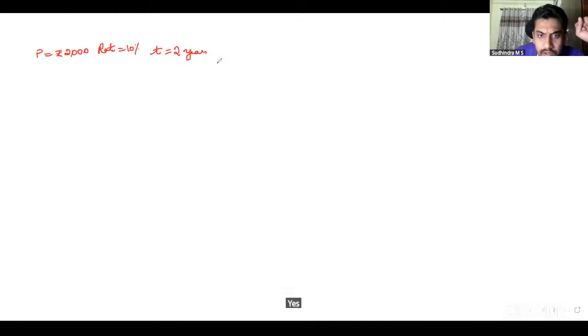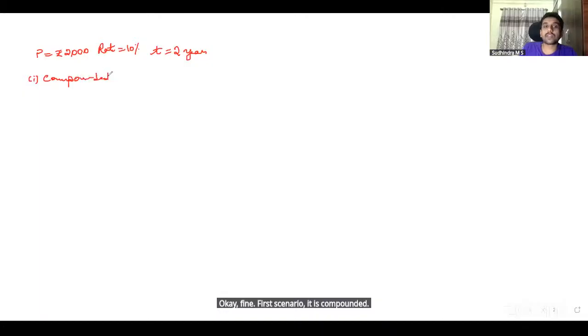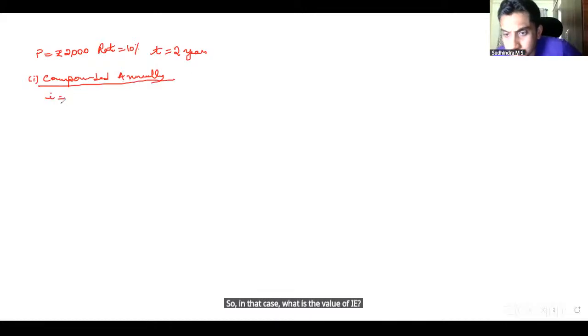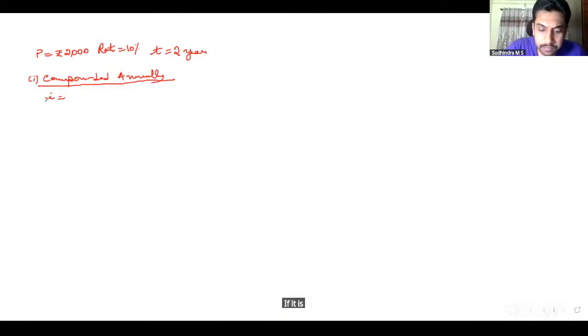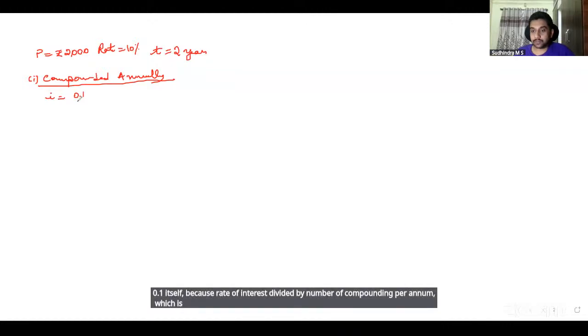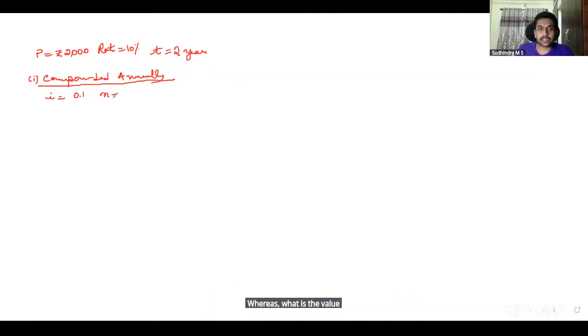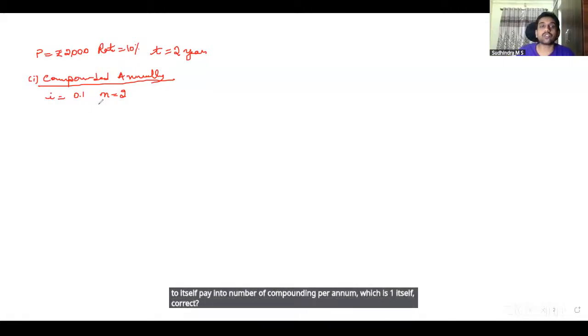Yes, Annapurna Nayak correct. Okay, fine. First scenario, it is compounded annually. So in that case, what is the value of I? If it is compounded annually, 0.1. Rate of interest divided by number of compounding per annum, which is 1 itself. Whereas, what is the value of N? 2 itself, T into number of compounding per annum, which is 1 itself, correct? 2 into 1 is 2.